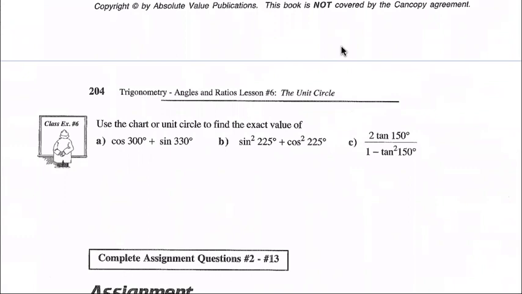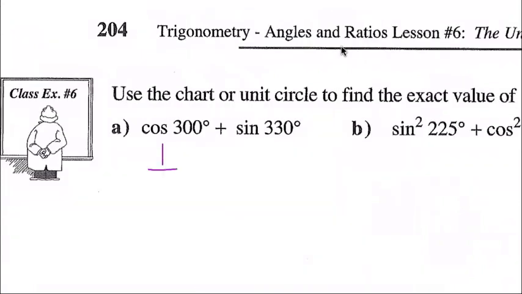I have my unit circle in front of me, so I'm going to use that. Your choice, though. I'm not going to flip back and forth, it's getting a little painful. Cosine of 300 is our x value, 1 over 2. Sine of 330 is our y value, negative 1 over 2. If I add those two together, clearly that comes to 0. And then I go on to question B.